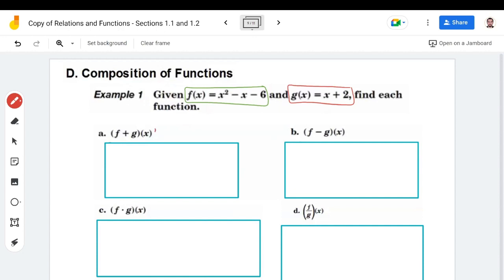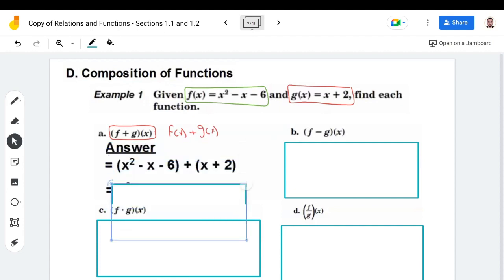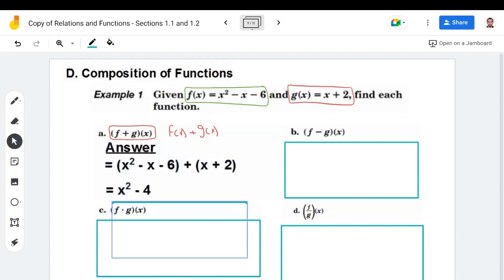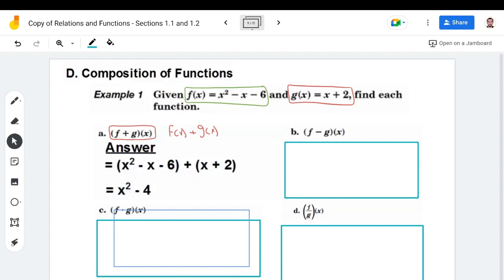But this symbol is similar to if I said f of x plus g of x. What's the difference between this and this? Yes, so just add them together. If you remove this one, as you can see, just add them, then you will get the answer. Clear?